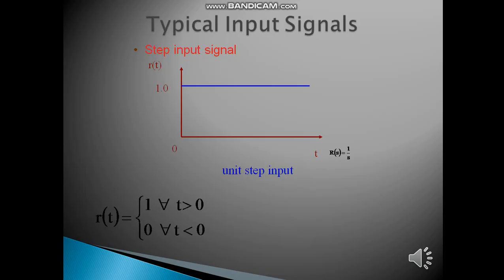Next one, step input signal. So r of t equal to 1 when t is greater than 0, and r of t equal to 0 when t is less than 0. While taking the Laplace transform, we will get R of s equal to 1 by s.